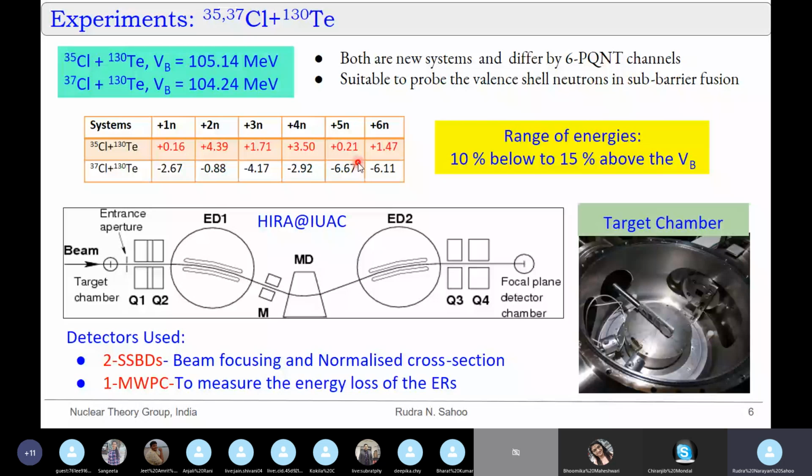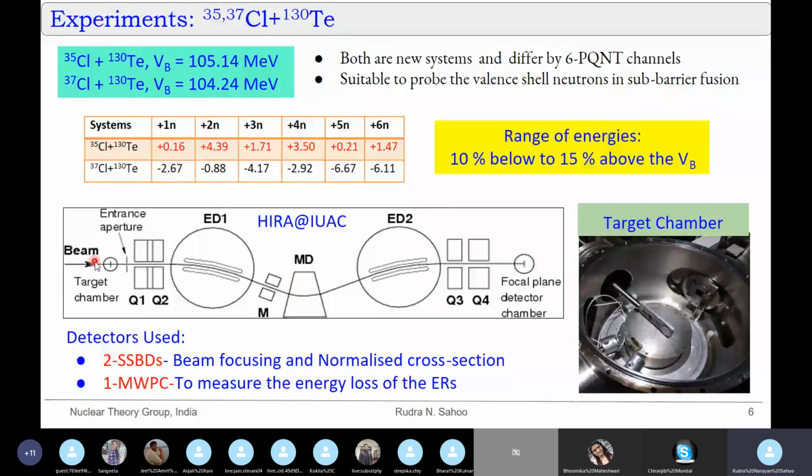And for that, this is our experimental setup. The 130 tellurium target we prepared at the target laboratory of the Inter-University Accelerator Center, using the resistive evaporation technique. First, we tried to prepare a self-supporting 130 tellurium target, but we could not, although we made a few attempts. After that, we prepared this 130 tellurium target on a carbon backing. And the 35 and 37 fluorine beam is taken from the 15 UD pelletron at IUAC. And this is our beam direction. This total is our experimental setup.